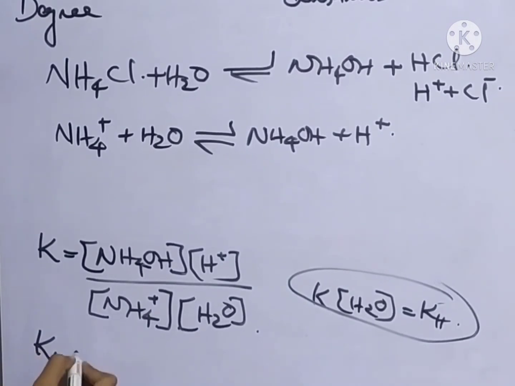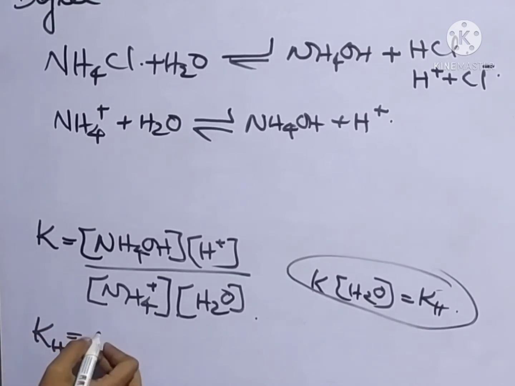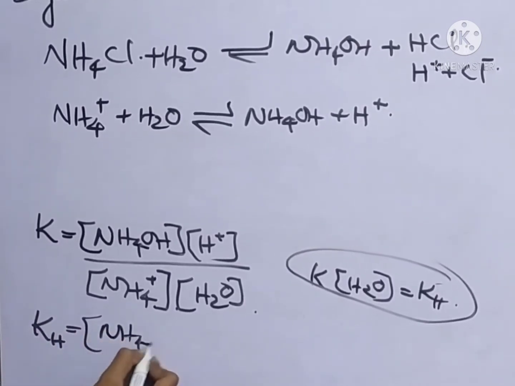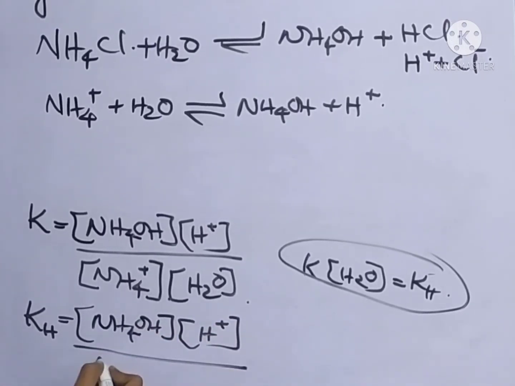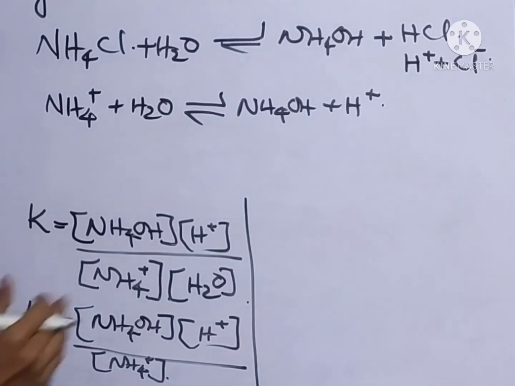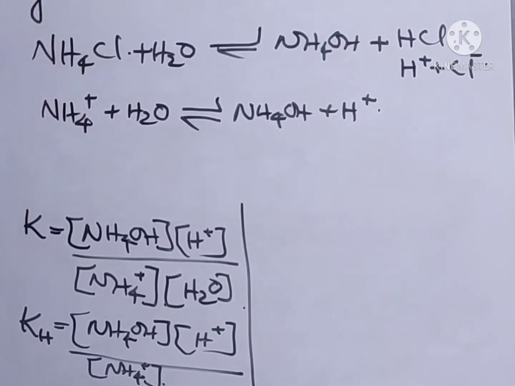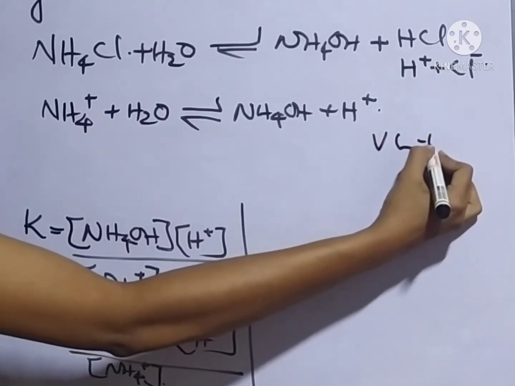So the hydrolysis constant KH equals the concentration of ammonium hydroxide into the concentration of H+ divided by the concentration of NH4+. If we know the concentration terms, we can easily calculate the hydrolysis constant. So let's take an example. Just imagine that we are dissolving ammonium chloride in V liters of water.